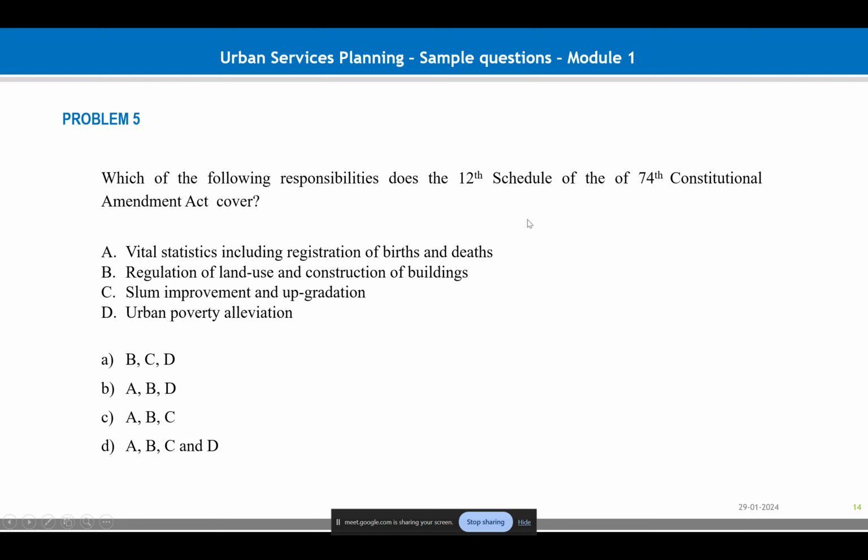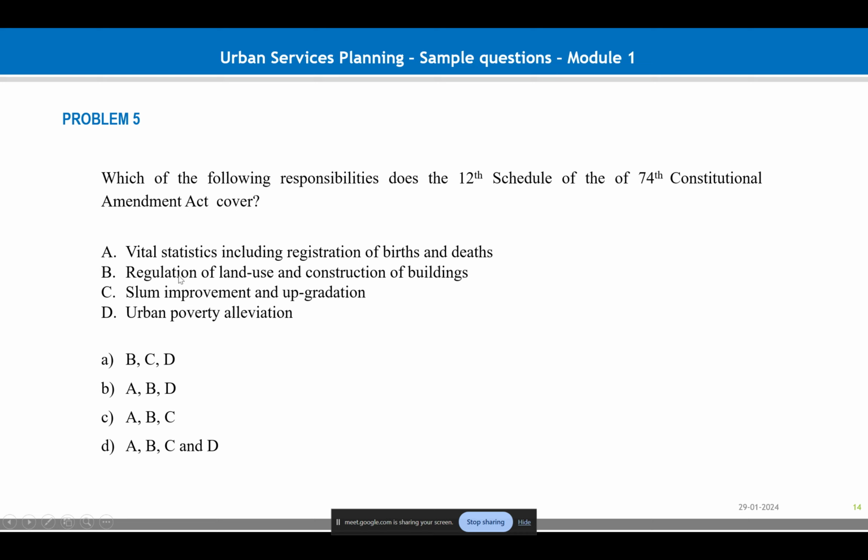So with this understanding, I think we'll be able to answer this. Now we know that it pertains to urban local bodies, so we can simplify the question in that aspect: is the urban local body responsible for these? Vital statistics, including registration of births and deaths, does it come under the purview of urban local bodies?